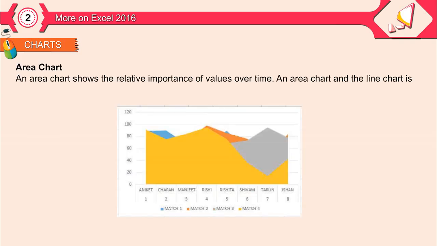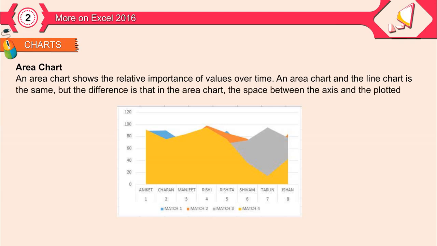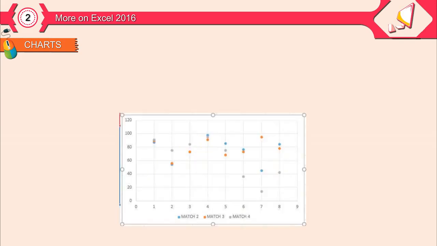Area chart. An area chart shows the relative importance of values over time. An area chart and the line chart are the same, but the difference is that in the area chart, the space between the axis and the plotted value is filled with color.